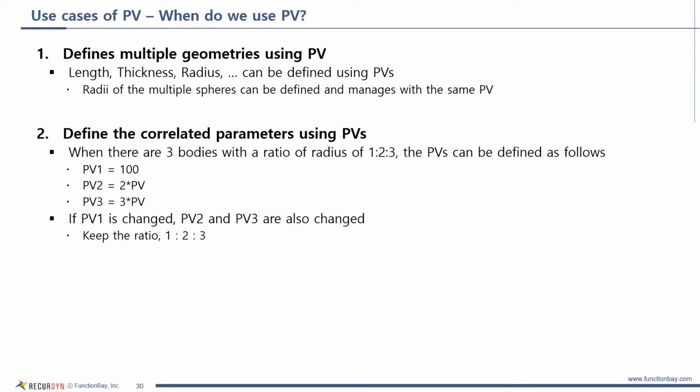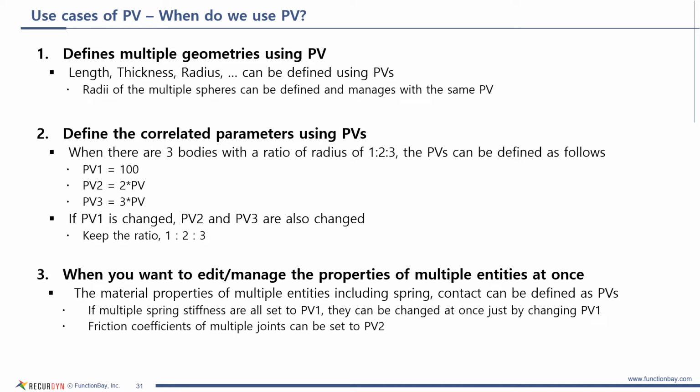Next, correlated variables can be managed using PVs. If there are 3 spheres and the ratio of radii is 1 to 2 to 3, the PV can be defined as follows. Set each radius to PV1, PV2, PV3. Then, if only PV1 is changed, PV2 and PV3 are automatically changed. In this case, the ratio 1 to 2 to 3 is maintained accordingly.